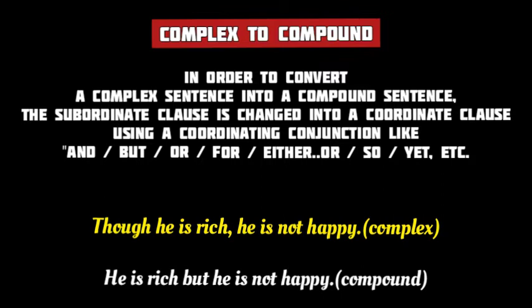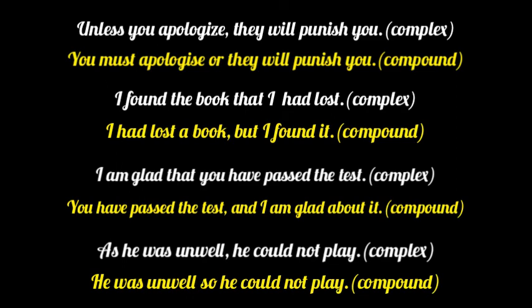You see, it is important to understand that only a coordinating conjunction can be used in a compound sentence. So we have to remember a small number of coordinating conjunctions as mentioned earlier in the video. Now let's study some more examples for a better understanding. In the first example, unless you apologize is the subordinate clause in the complex sentence initiated by the subordinating conjunction unless. The subordinate clause is converted into a coordinate clause, you must apologize, using the coordinating conjunction or in the compound sentence.